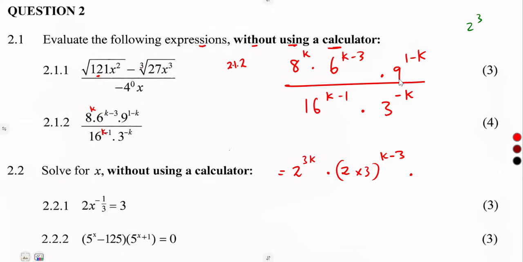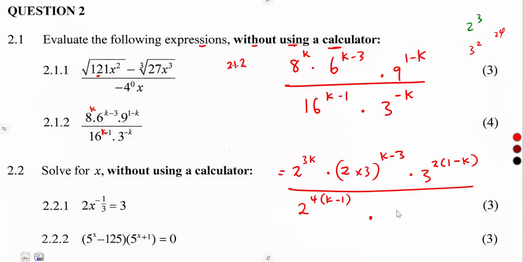All right, then 9, using the same idea, is 3 squared, 3 to the exponent of 2, and then there is the exponent 1 minus k. All right, everything over 16. That's 2 to the exponent of 4, but there is the exponent k minus 1, times 3, which is already in simplest form. That's a prime number, so you cannot simplify it further.